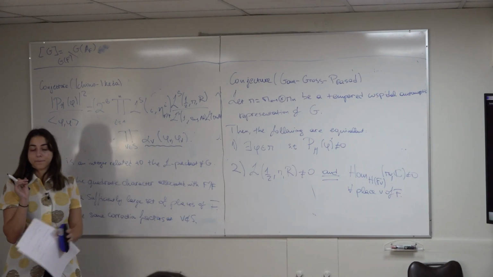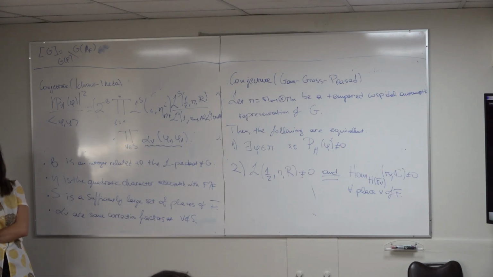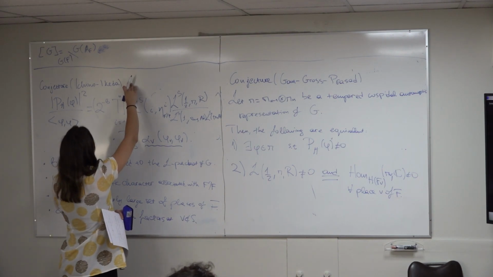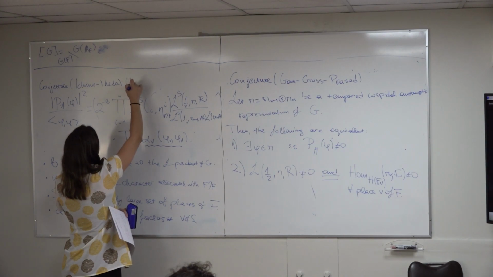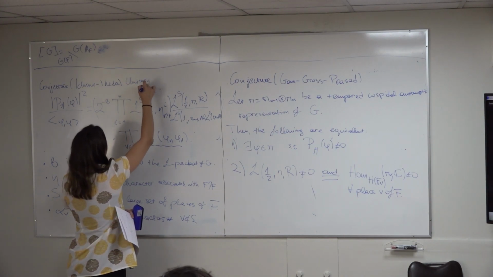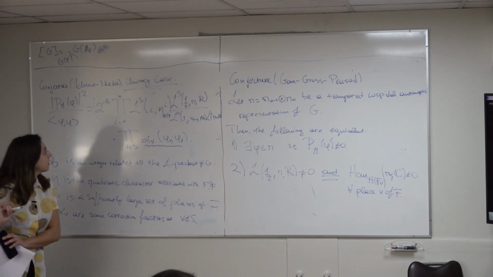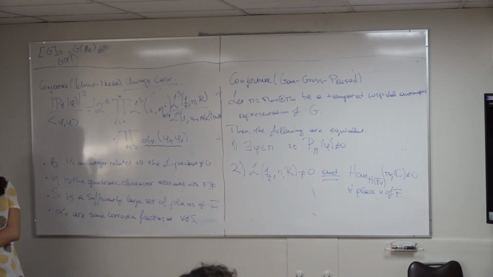This formula is for the conjectures. Yes, it is quadratic. This specific one, and it is for the unitary case. You have a quadratic. Yes, yes. You're right. Anything else?